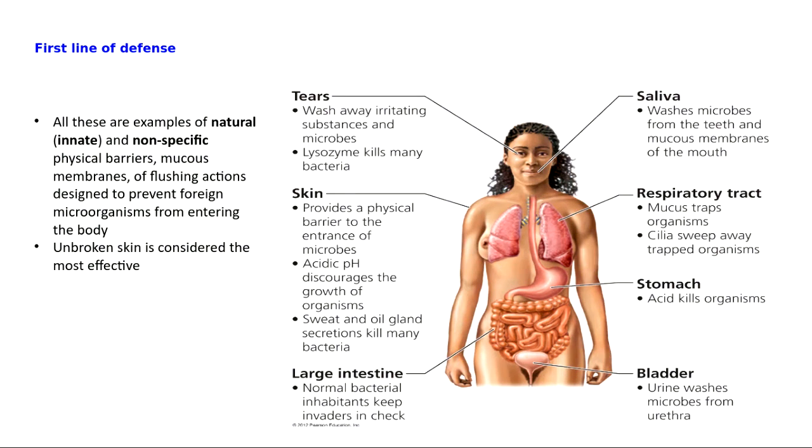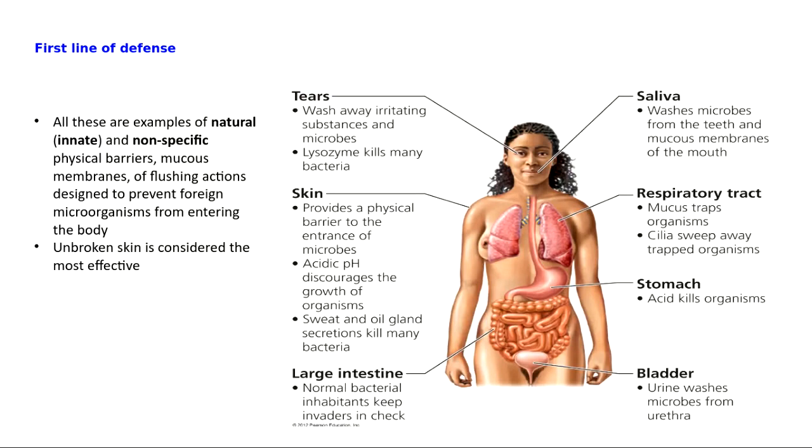And then we have the saliva, we have the respiratory tract, where we have the mucus and the hair that prevents organisms from going in. In the stomach, we have the high acidity of the stomach that kills the organisms.